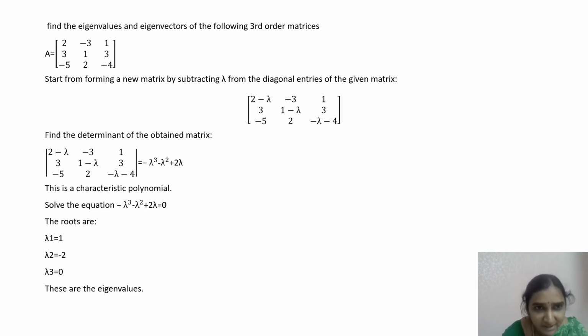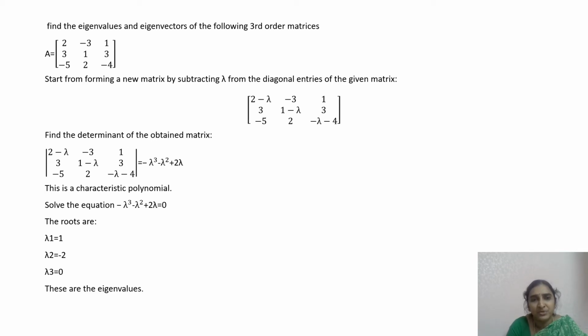Now let us find eigenvalues and eigenvectors of a matrix. Let us consider the matrix [2, -3, 1; 3, 1, 3; -5, 2, -4]. Start by forming a new matrix by subtracting lambda from the diagonal entries of the given matrix. The resultant matrix would be [2 - lambda, -3, 1; 3, 1 - lambda, 3; -5, 2, -4 - lambda].